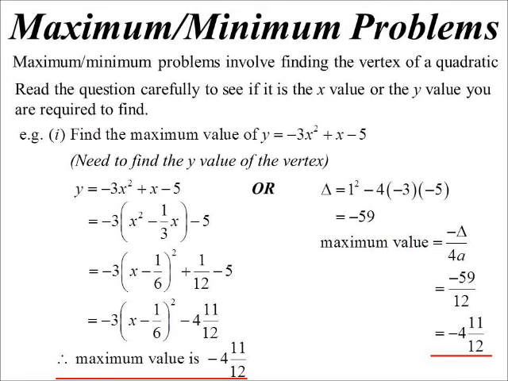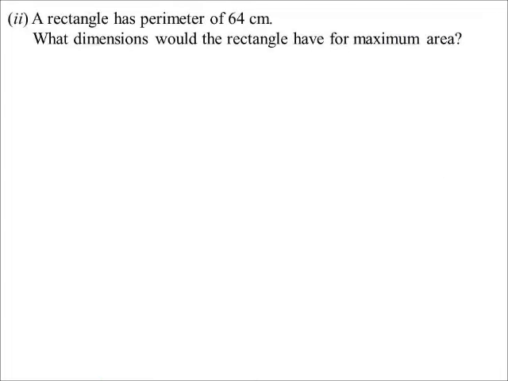All right, still a word problem. We know the rectangle has a perimeter of 64 centimetres. We want to know what the dimensions will be for the rectangle to have a maximum area. So obviously the perimeter is going to stay the same, but the area will change depending on the dimensions. So I'll draw my rectangle. Now let's give it some dimensions.